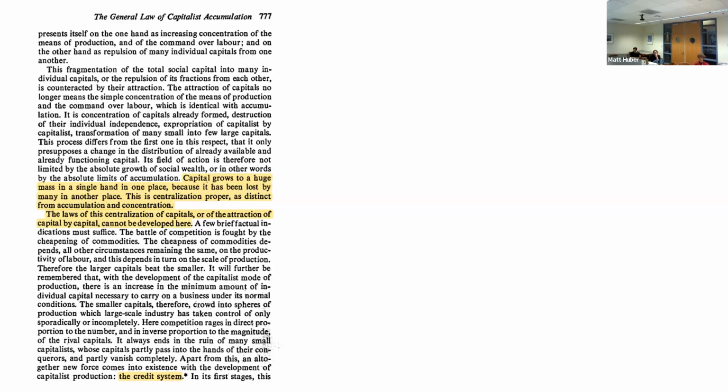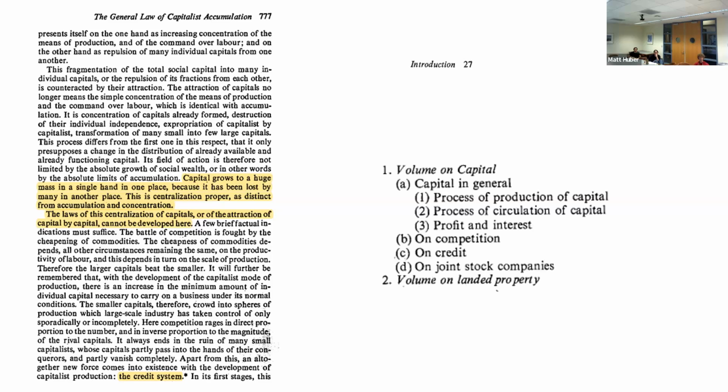The laws of this centralization of capital, or of the attraction of capital by capital, cannot be developed here. Sad face. Again, something super important about centralization of capital and monopolization. He's just like, it's not going to be developed here. Why is it not going to be developed here? Well, let's not forget, this is his plan for the volume of Capital. He only really finished this one, right? Volume 2 is circulation. Volume 3 is not just profit and interest, it's more, but he was also going to do a volume on competition, and that's where I think this would come, right?